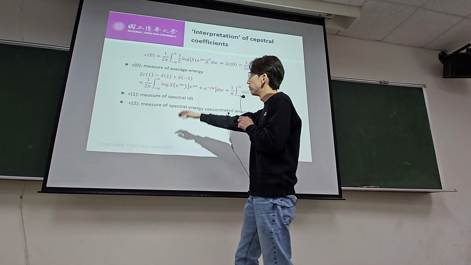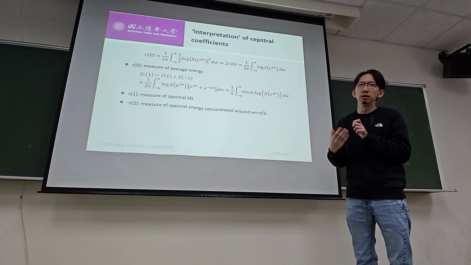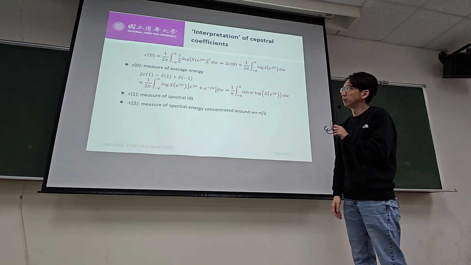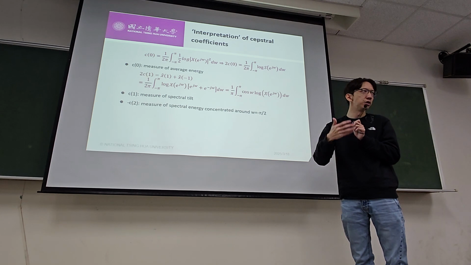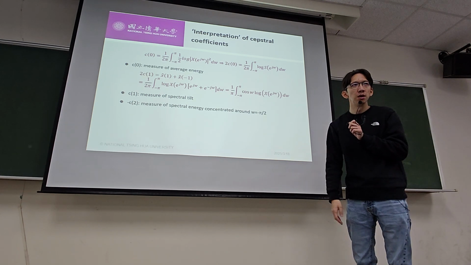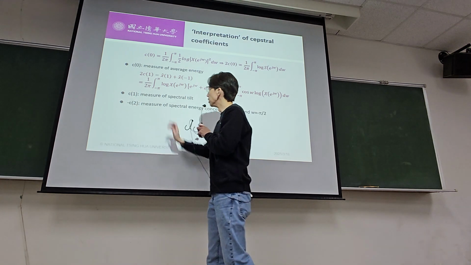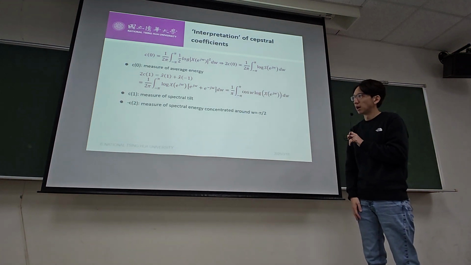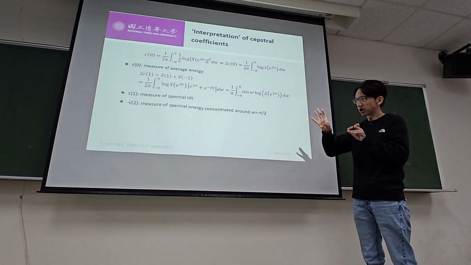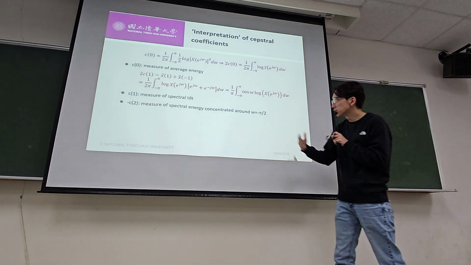Okay, so the first coefficient, the zeroth coefficient, is probably a measure of the average energy in the original signal. Like any transform, the first coefficient usually relates to some overall energy characteristic of the original signal. C1 seems to be some measure of spectral tilt. C2 is some spectral energy concentration at various frequency components, and so on and so forth.